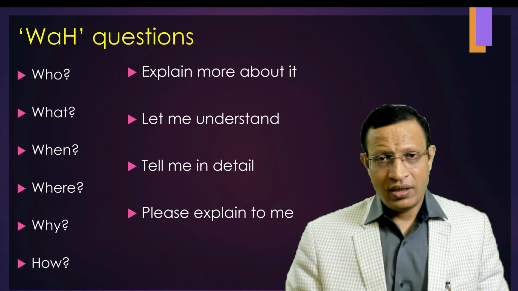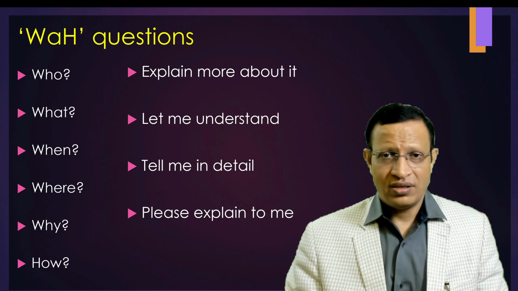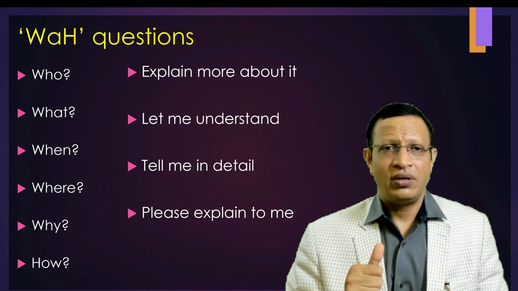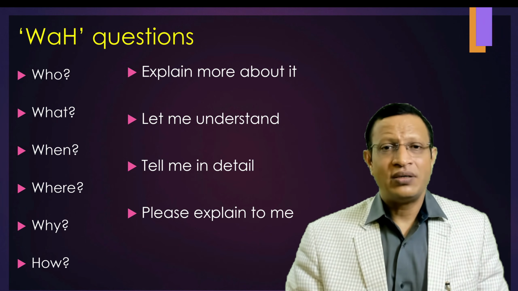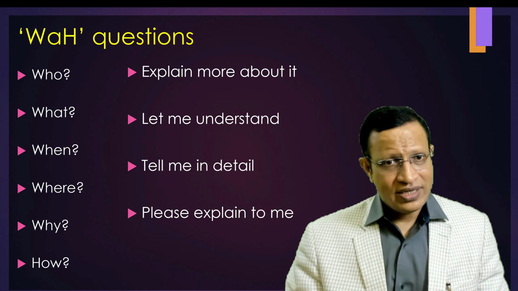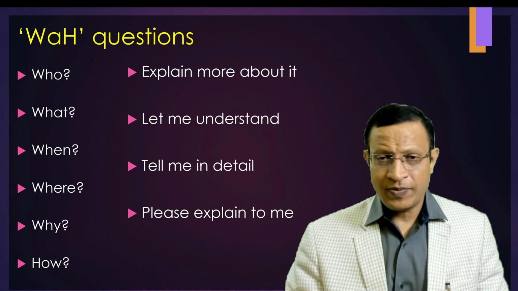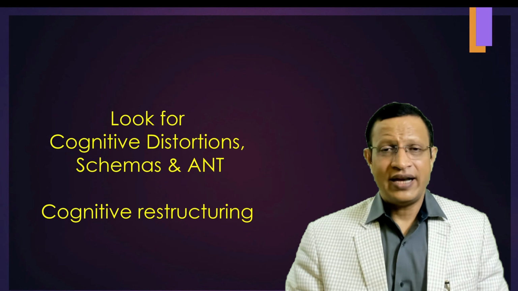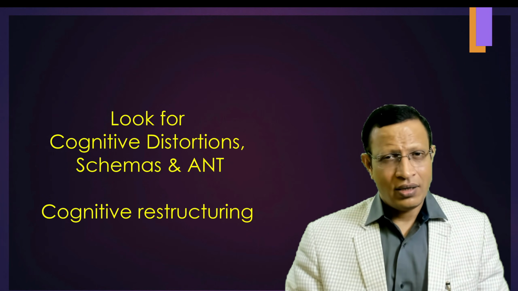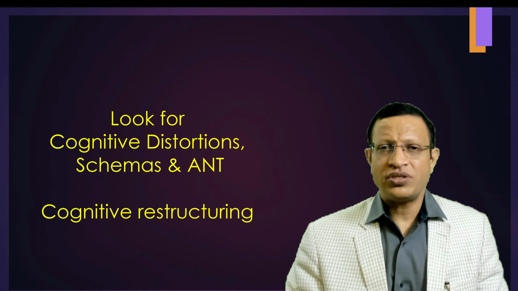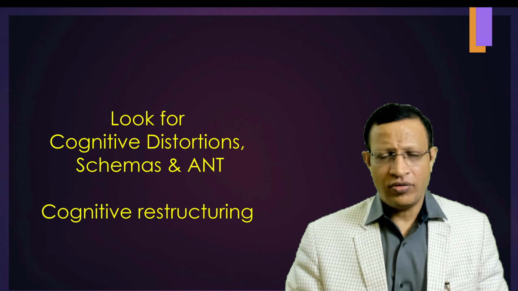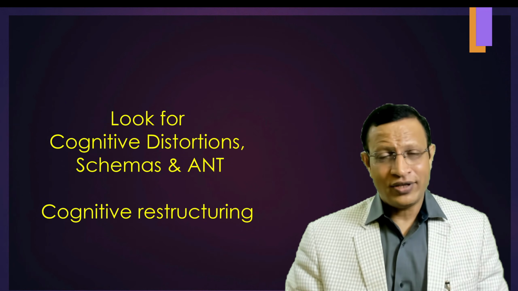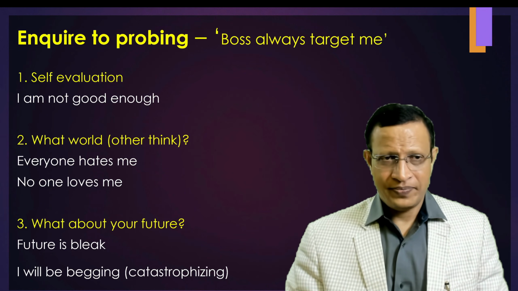You need to be understanding about the what questions. That is W questions: who, what, when, where, why, and how. And explain more about it. Let me understand about it. Tell me more in detail. Please explain to me. Such questions need to be asked in Socratic questioning. At the same time, when you're asking, actively look for cognitive distortions, schemas, automatic negative thoughts. If you're able to identify them, then you can enter into the next phase, cognitive restructuring.